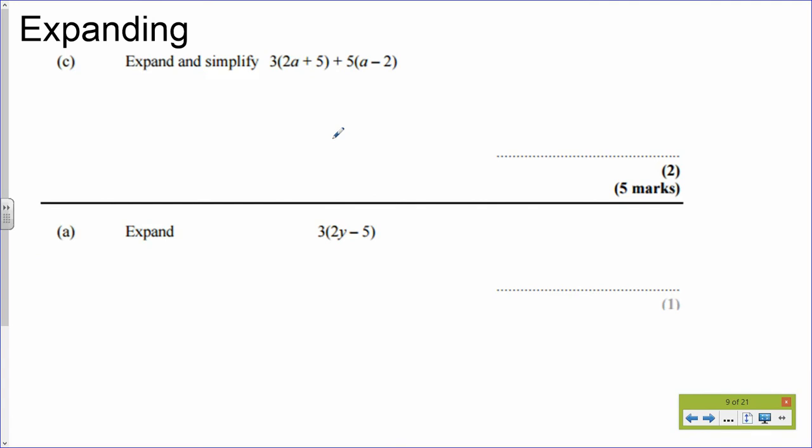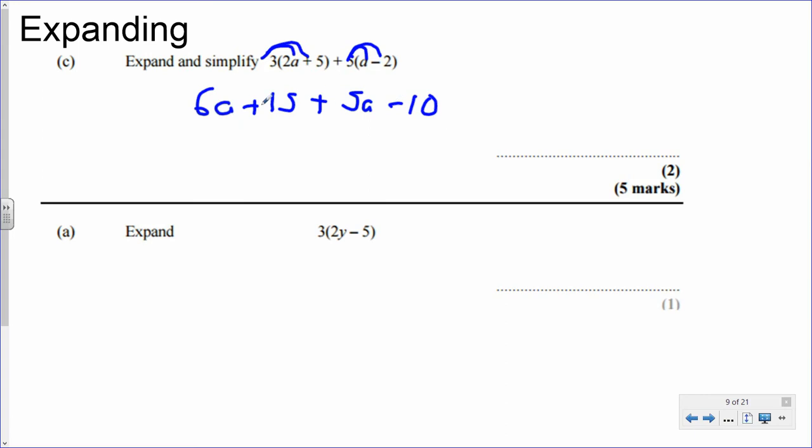Expanding now. So it says here expand and simplify. So I'm going to expand each of these brackets. 3 times 2a is 6a. 3 times 5 is 15. Now moving over here, 5 times a is 5a. And 5 times the minus 2 is minus 10. So that's 1 mark there for my expansion.